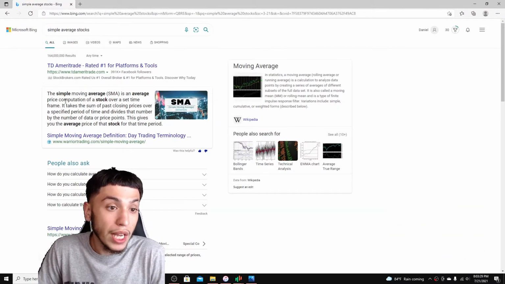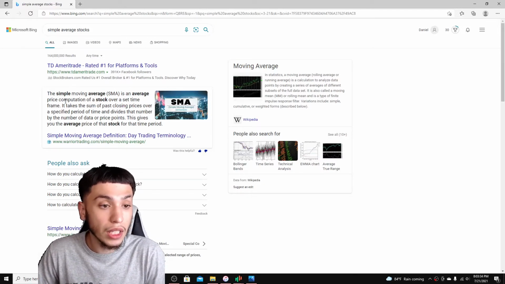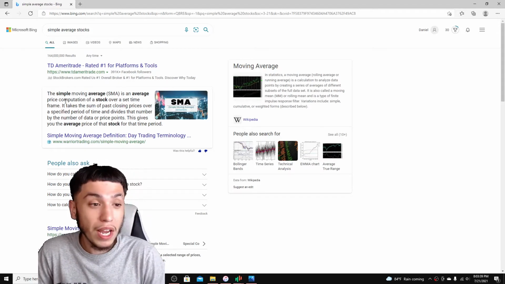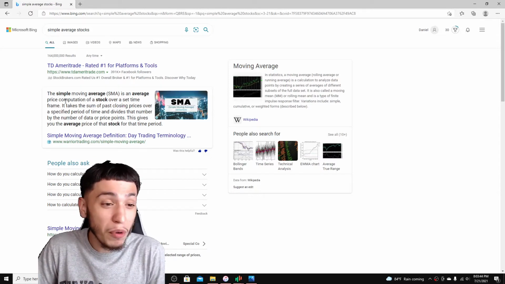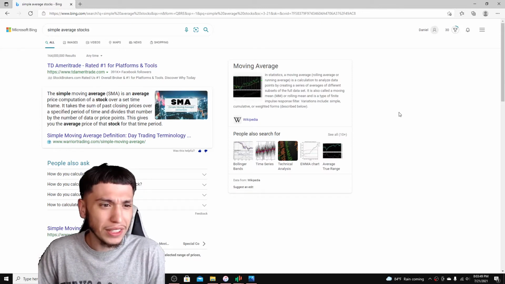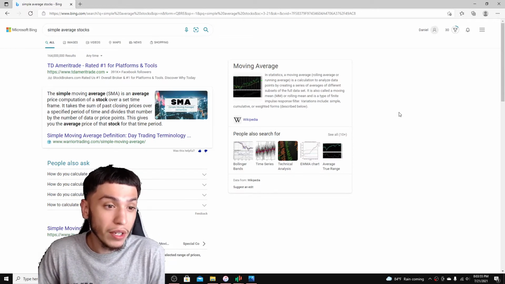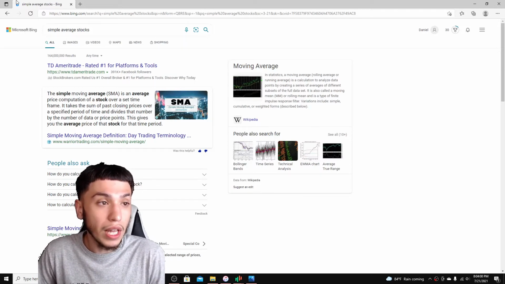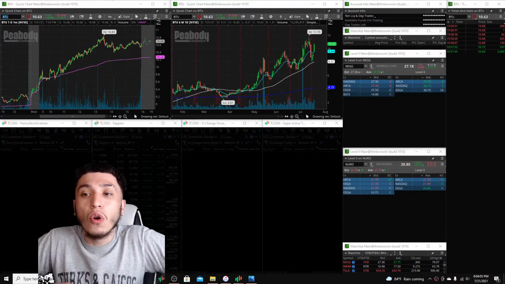The simple moving average estimate is an average price computation of a stock over a set time frame. It takes the sum of past closing prices over a specified period of time and divides that number by the number of data or price points. That gives you an average price of the stock for that period of time. Okay, that's what an SMA is. You don't really need to know all that, but I just want to give a deeper definition.